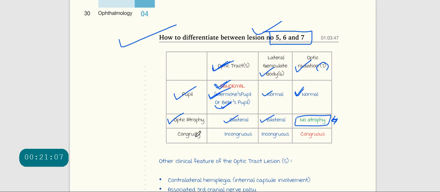In the lateral geniculate body lesion, there is incongruity, but there is congruity in optic radiation lesions. Important. So this was a discussion about the optic tract lesion, lateral geniculate body lesion, and the optic radiation lesion. Okay. Now, what are the causes of this fifth, sixth, and seventh? This could be in TB meningitis, syphilitic meningitis, and PCA aneurysm.